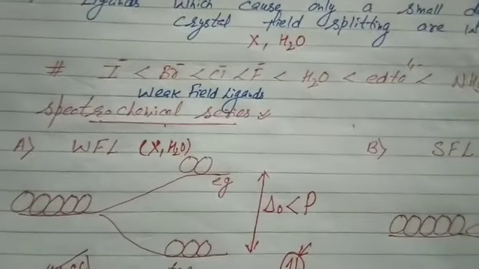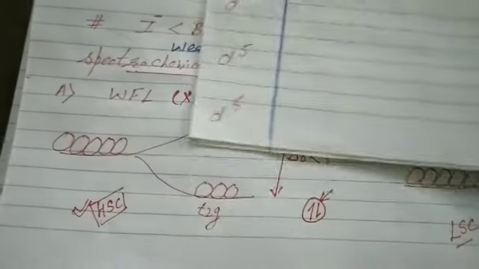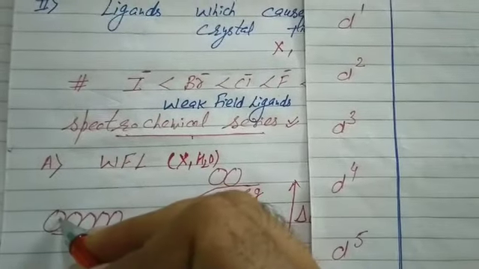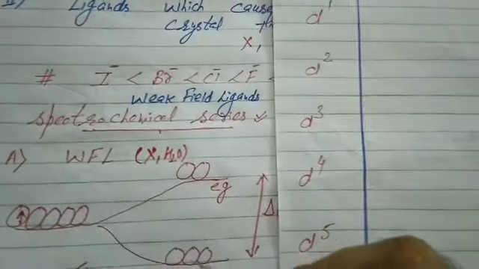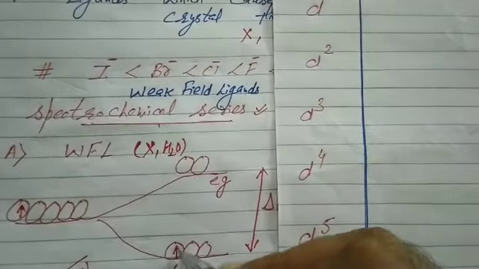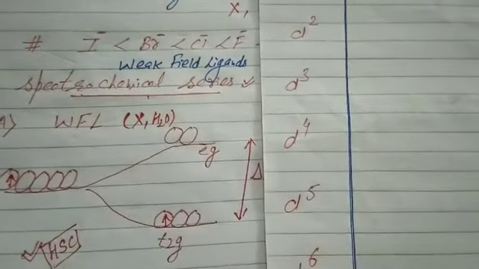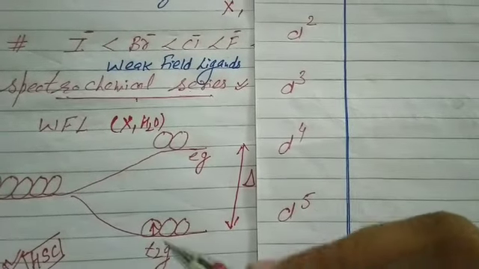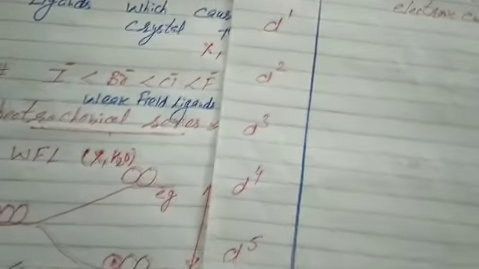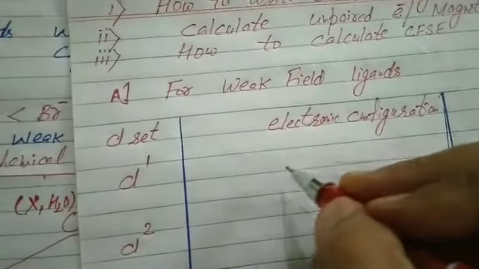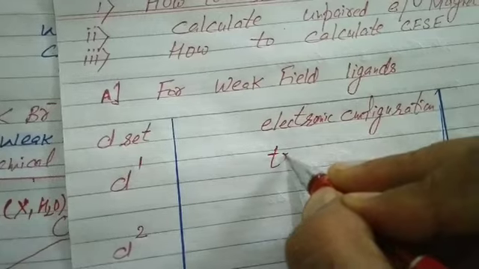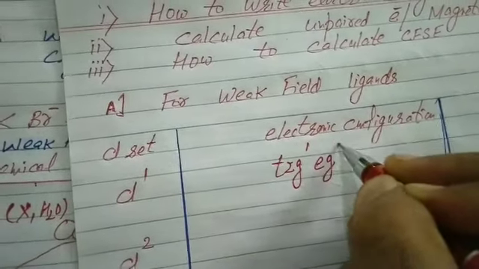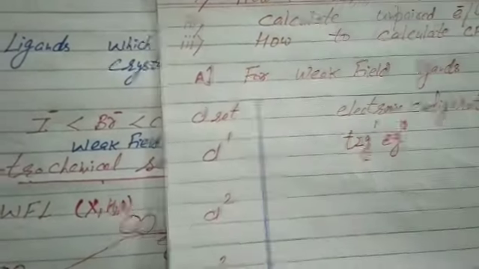Now let's start how to find the electronic configuration and how to calculate unpaired electrons. Students, it's d1. d1 means 1 electron. Where does it go? You know, in the t2g level. Now what is the possible electronic configuration? In electronic configuration we mention the electrons. How many electrons in the t2g level? 1, and eg level 0. It means for the d1 set the possible electronic configuration is t2g1, eg0.